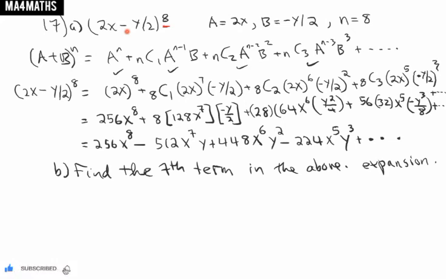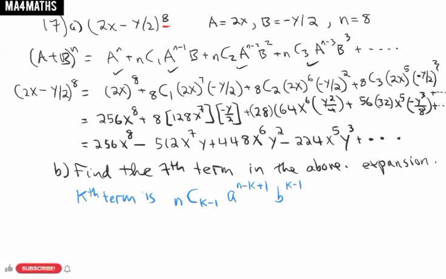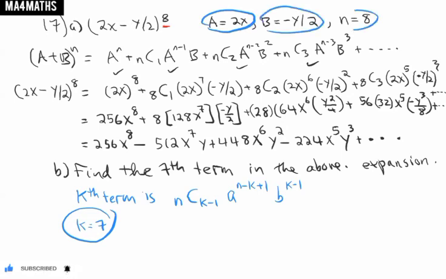So the hardest thing here is the kth term, which is n choose k minus 1. Notice I go one less. A raised to the n minus k plus 1, B to the k minus 1. And so, you want to honor this. In this problem, k is equal to 7. We already know what a is and b is. So I just got to plug it in, and n.